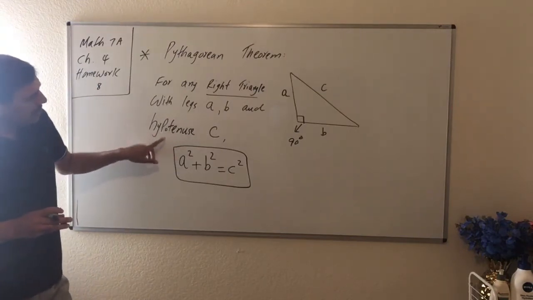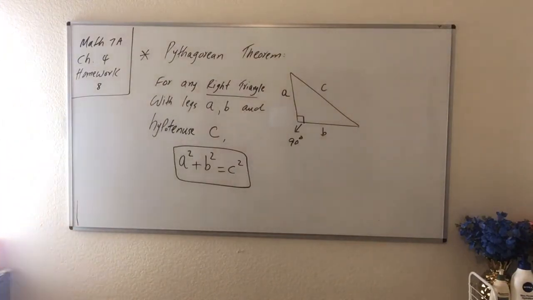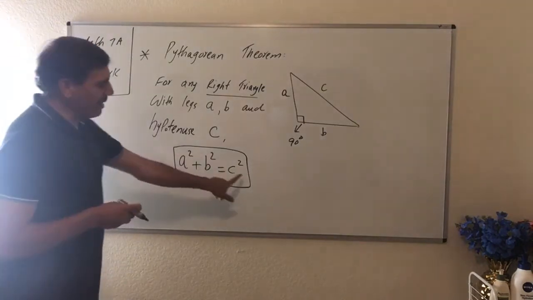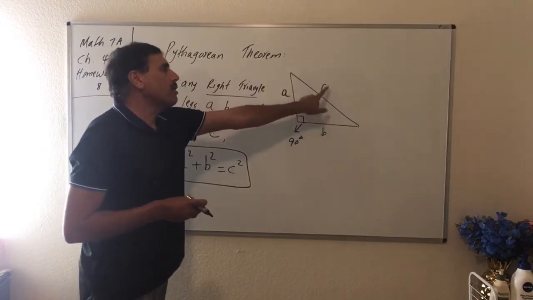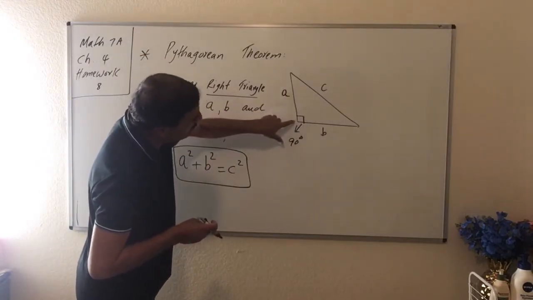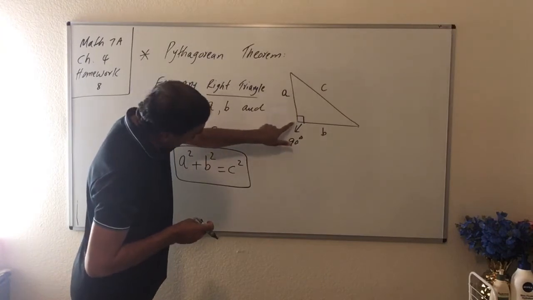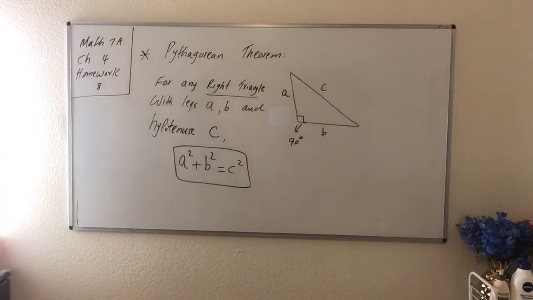So if the legs are A, B, and the hypotenuse is C, then the formula you have to remember is A squared plus B squared equals C squared. And remember, C is on the right-hand side, and C is always the longest side, the side directly across from the box. The box represents 90 degrees, so the side directly across from the box is C, the hypotenuse.